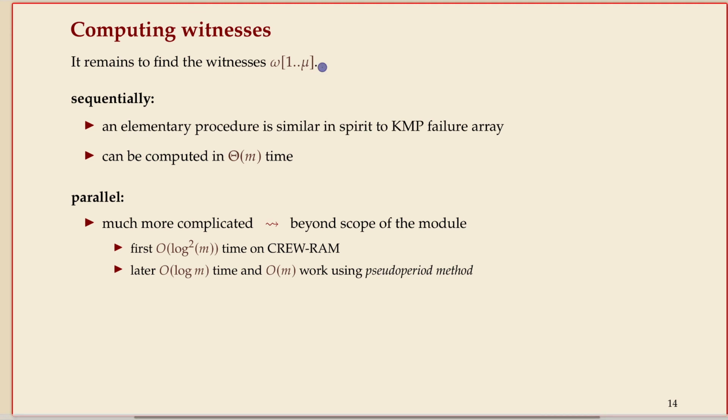To compute the witnesses in a sequential algorithm, that would have been in scope of the class, but since this is about parallel algorithms, I wasn't sure if that adds much to it. A similar algorithm to the computation of the KMP failure function can do this sequentially in theta m time. And the parallel algorithms, unfortunately, are much more complicated. So I'll just state the results there, but we won't look into those.